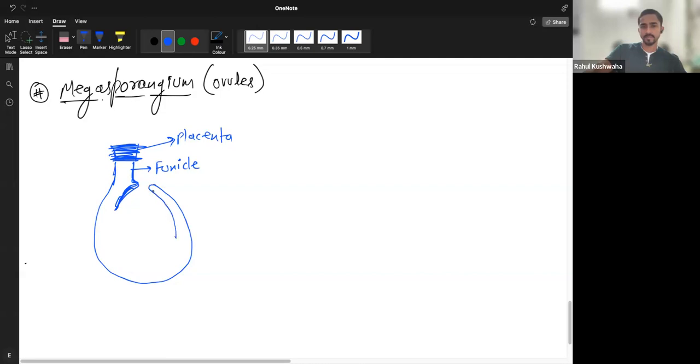So it has multiple layers. Let's draw this. And in the center will be your embryo sac. So let me start from the top. So this is funicle, okay, which attaches this to placenta, and this is again in the part of the ovary. So this is the ovarian wall, okay, let's say ovary.